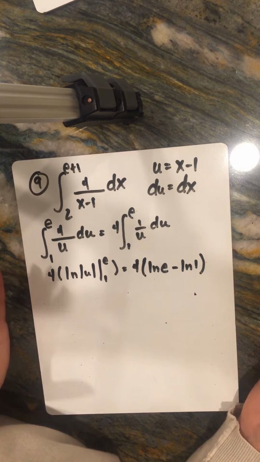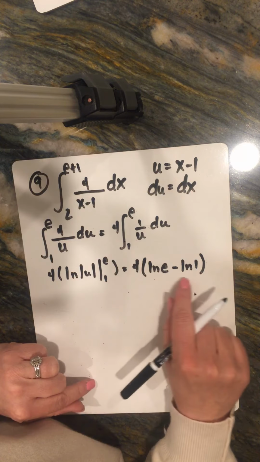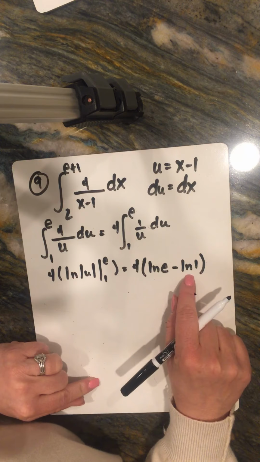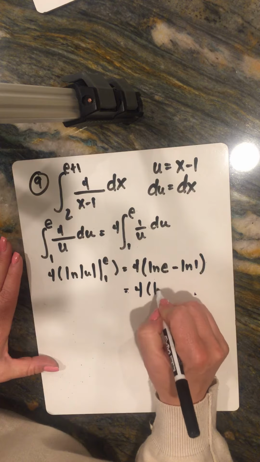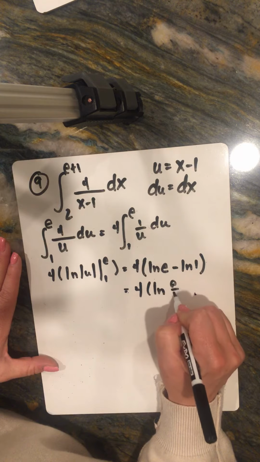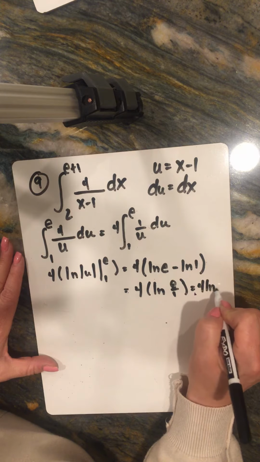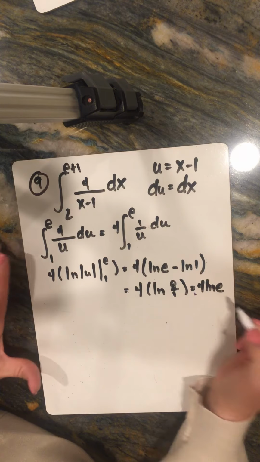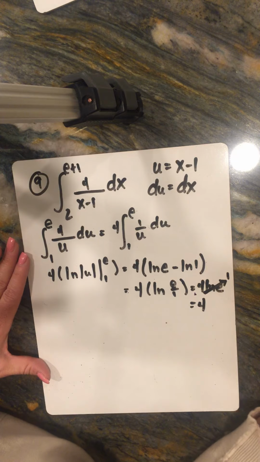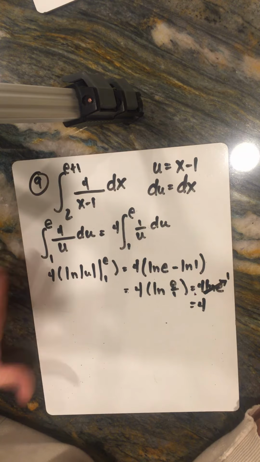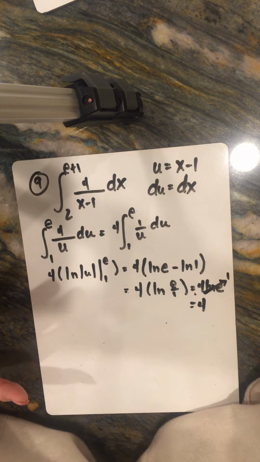Now, maybe this is what tripped up some folks too. When we're talking about properties of logs, this means you're dividing. So this can equal 4 times ln of e over 1, which is 4 ln e, and ln e is just 1. So the answer is 4. So maybe there was some algebra 2. The calculus probably wasn't so bad. It was probably the algebra 2.